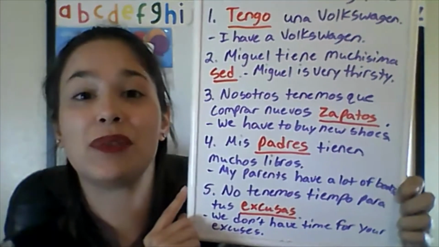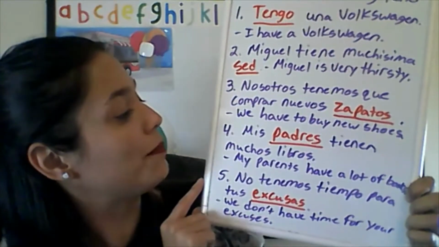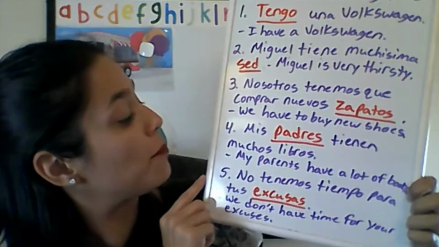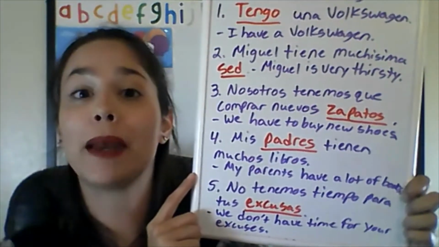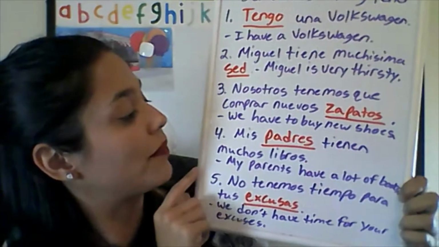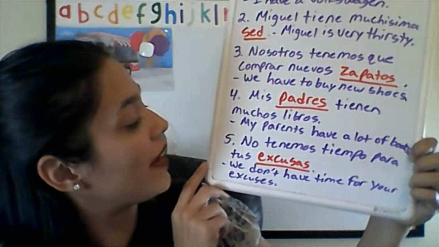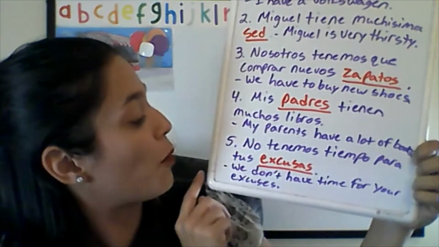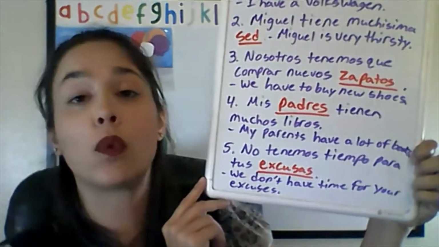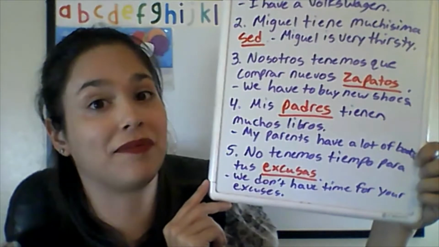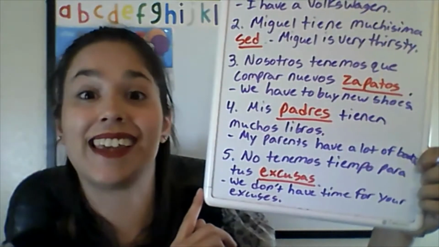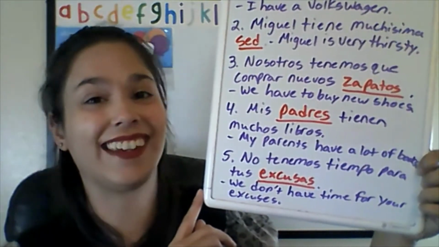Zapatos, shoes. The next one. Mis padres tienen muchos libros. My parents have a lot of books. Padres, parents. And finally, no tenemos tiempo para tus excusas. We don't have time for your excuses. Excusas, excuses. Very good.